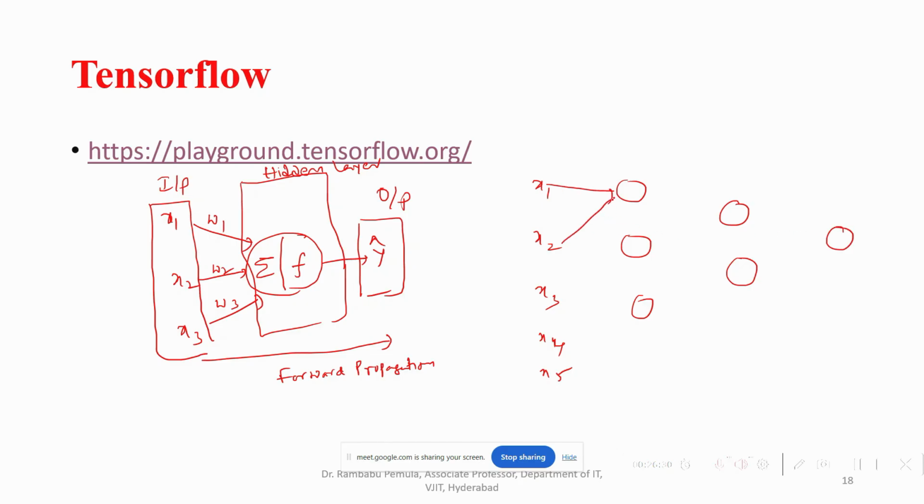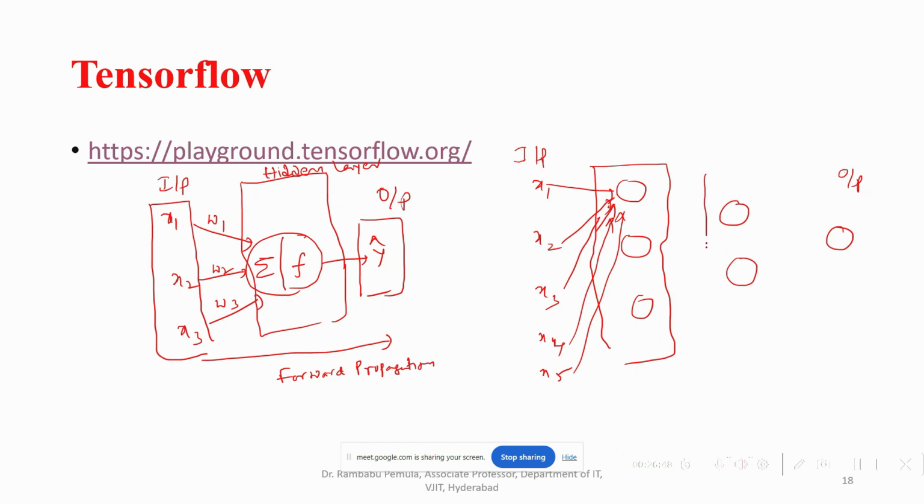Now see the diagram here. This is the input layer, and this is your output layer. Here it contains three neurons, then two neurons, and then one neuron, which is your output layer. It gives the output y cap. Each and every input is connected with each and every neuron.